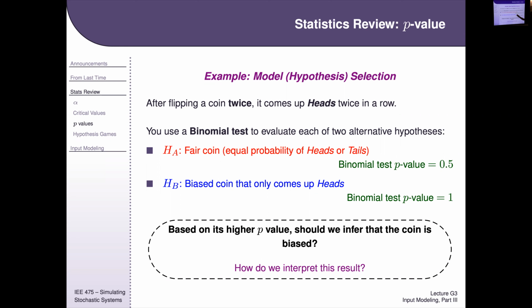Okay, but that just doesn't seem right. What's the problem with concluding that it must be biased because it came up heads twice? Yeah, not enough data. That's right. I flipped it twice, and it's very likely that it's going to come up heads twice. Now, it's even more likely that it'll come up heads twice if it was a biased coin, but it is very likely that it's going to come up heads twice if it's a fair coin. So it's not really a fair test, because I didn't take enough data.